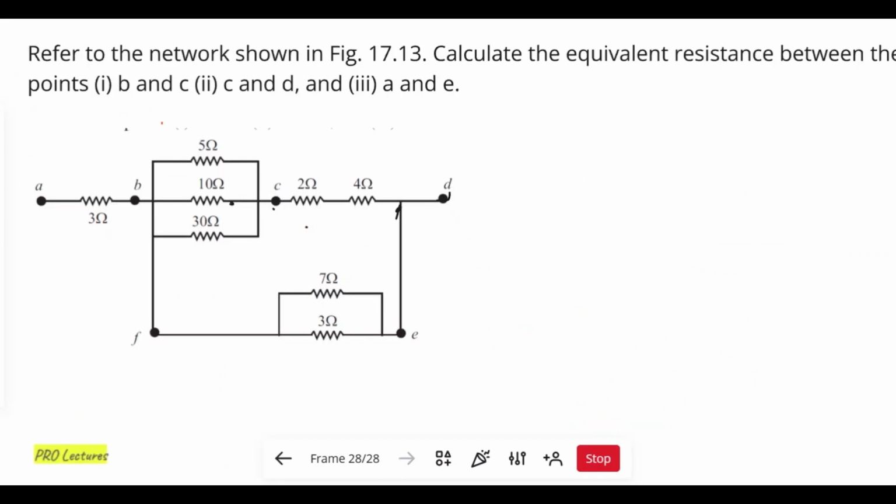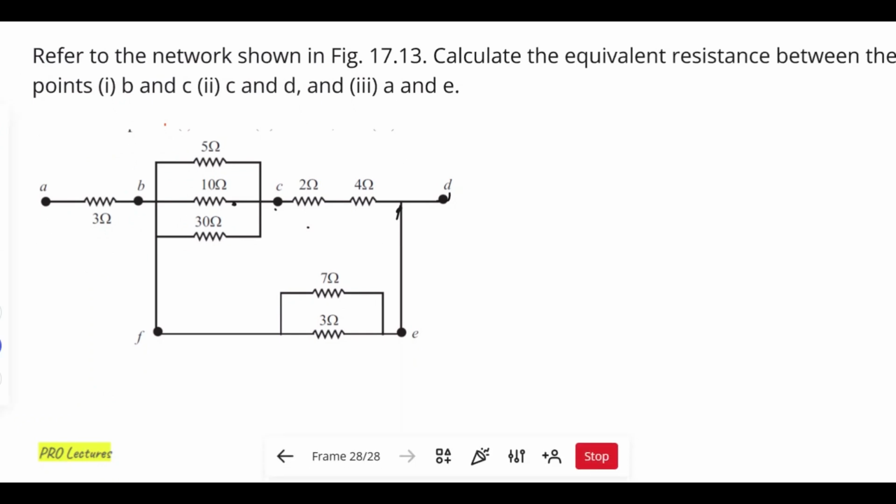Let us look at another example. Refer to the network shown in the figure. Calculate the equivalent resistance between the points B and C, C and D, and A and E. This looks complicated, but let us break it down. First is across the points B and C. Three resistors are in parallel combination.